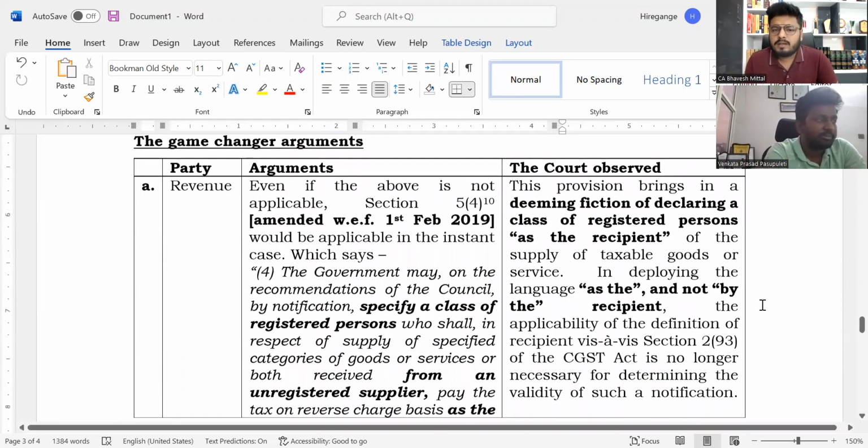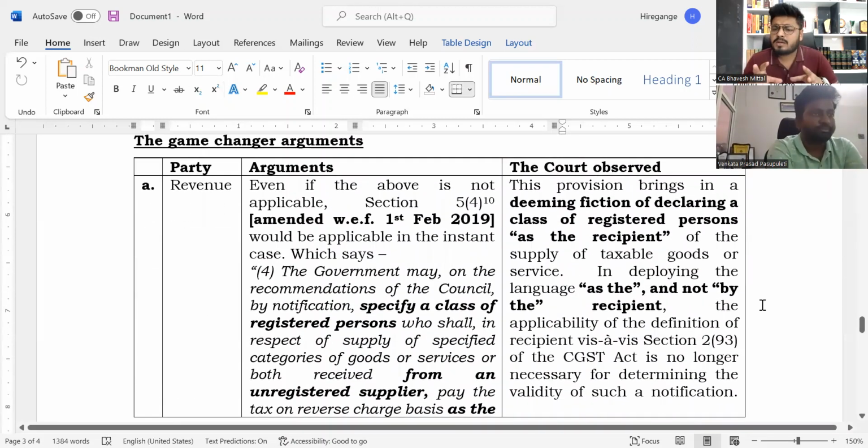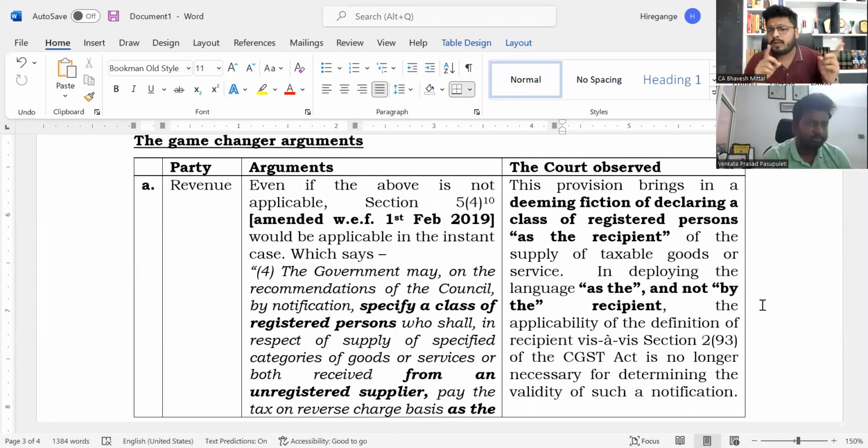So basically that interplay of section 13 subsection 9 along with the definition of the recipient along with section 24(3) was contextually interpreted to consider all these things, and finally they held that the importer could very well be considered as recipient under the law. To this, there were two more game changer arguments, one from the revenue and one from the CESTAT.